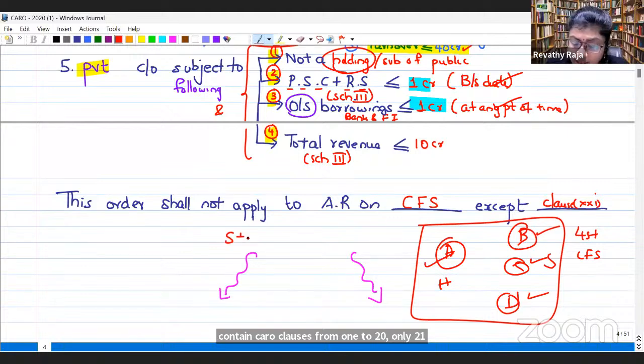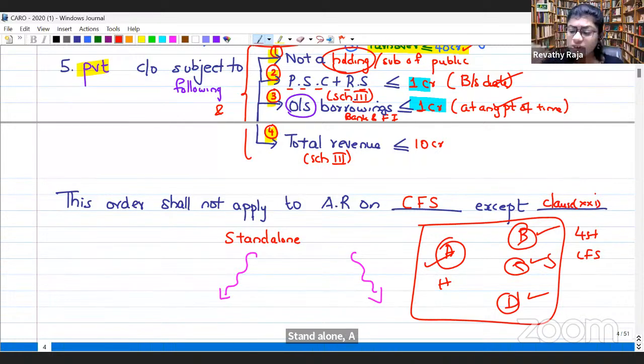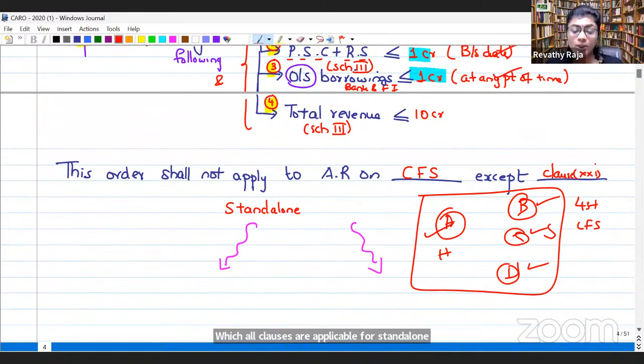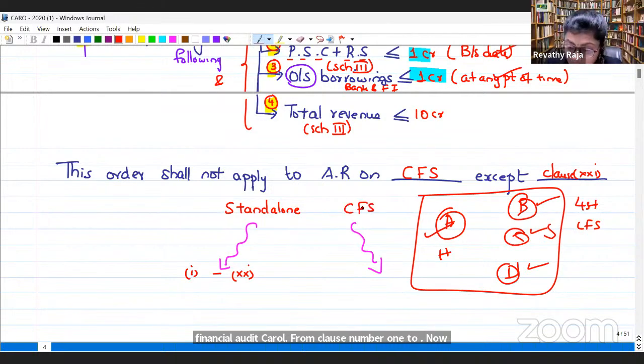For your understanding's sake, let us divide. You are doing the audit of standalone financials: A prepares its own, B prepares B's, C prepares C's, D prepares D's. Which Caro clauses are applicable for standalone financial audit? From clause number 1 to 20. Now for CFS, you are the auditor of consolidated financials. Then which clause is applicable? Generally, Caro is not applicable except clause number 21.